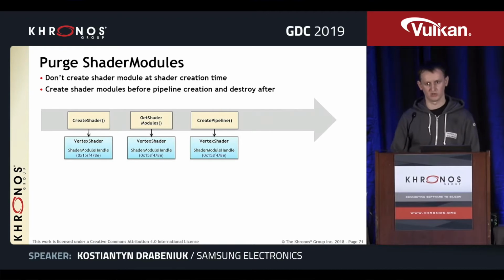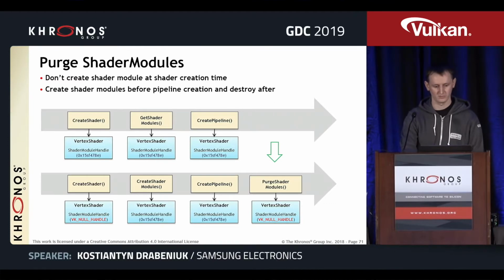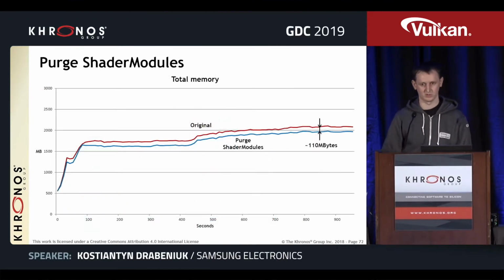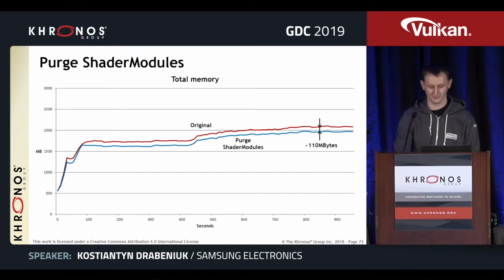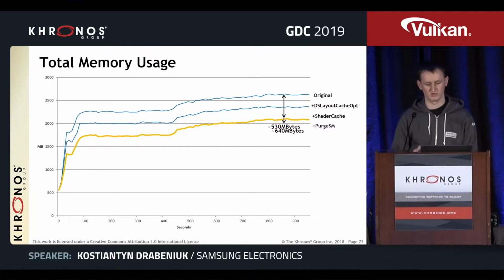So in Vulkan, the shader module is needed only for pipeline creation. It means that we can skip shader module creation at shader creation time, create it right before pipeline creation, and destroy it after. But this optimization can have some extra CPU cost if pipelines are created at runtime. It is also helpful for saving memory. After applying all memory optimizations, memory was saved about 640 megabytes.